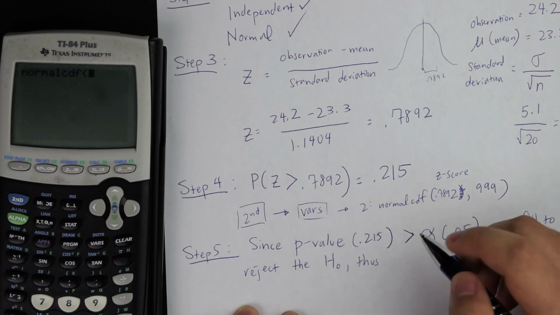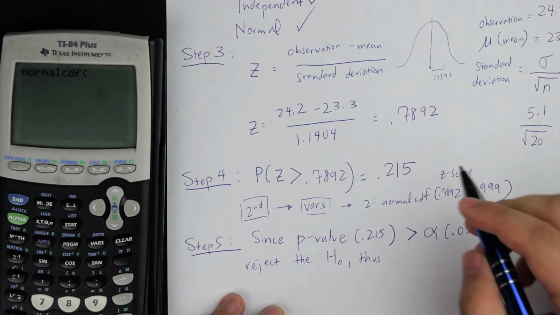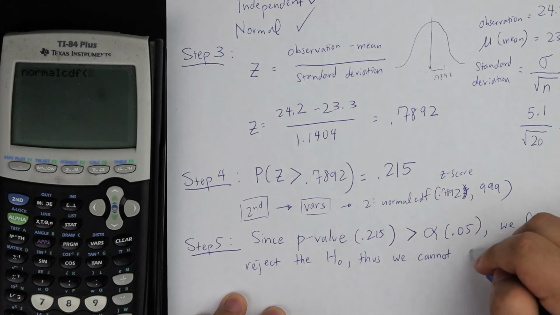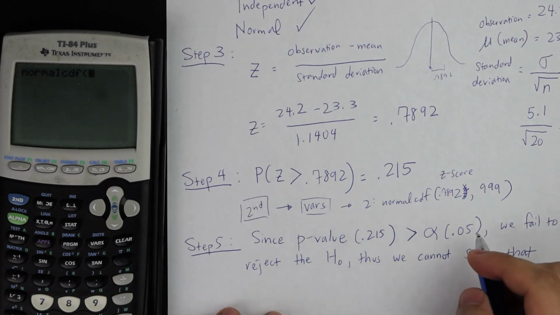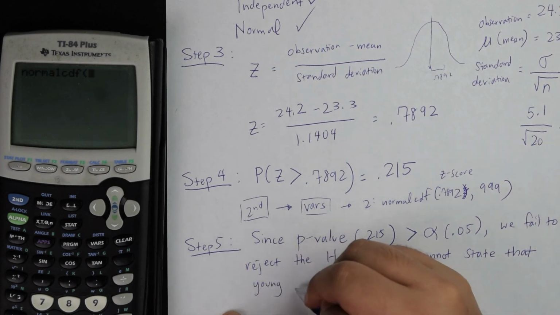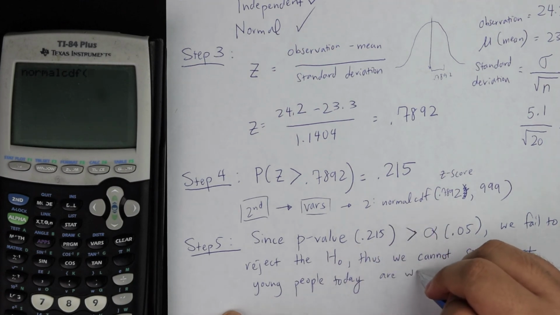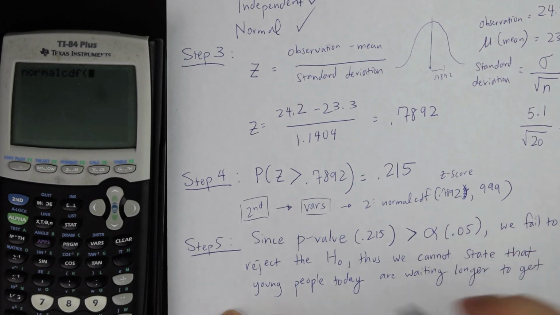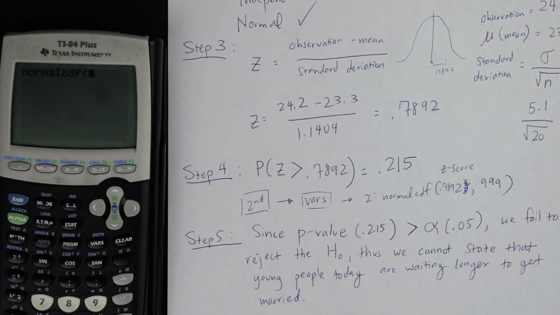Thus, and I'm going to follow the wording right here that's up here. I'm just going to copy down the wording. Thus, we cannot state that young people today are waiting longer to get married. And that concludes my explanation for step 5, and that concludes how I was able to solve this out.